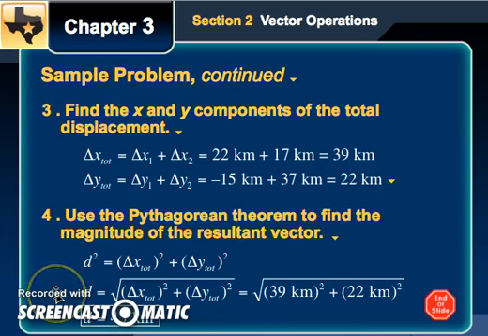Then we use Pythagorean theorem to find that resultant displacement's magnitude. So we plug it into Pythagorean theorem, where the displacement is equal to the square root of the total x's squared plus the total y's squared, which gives us an answer of 45 kilometers. If you do not get this answer, check again. Make sure you put it in the calculator right.